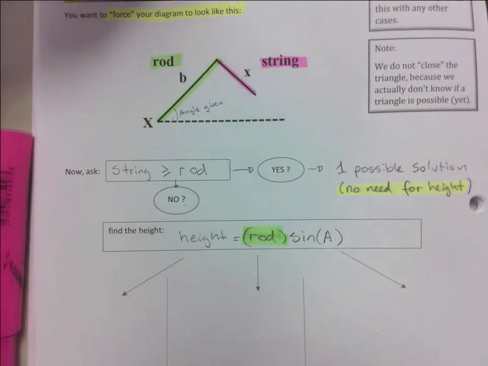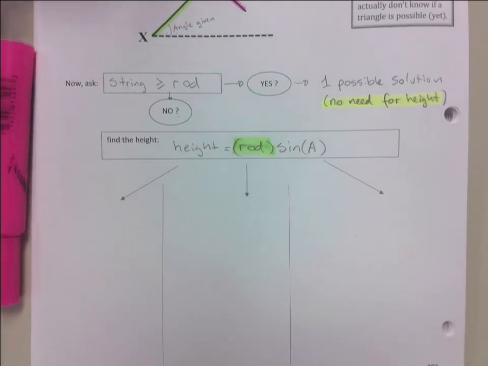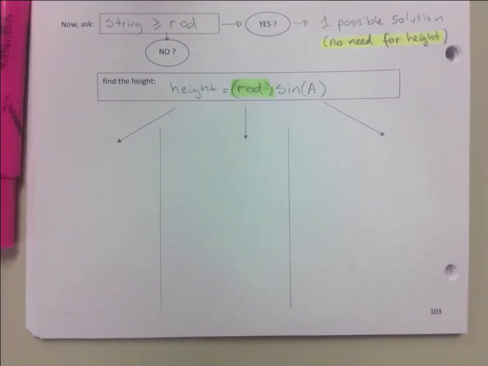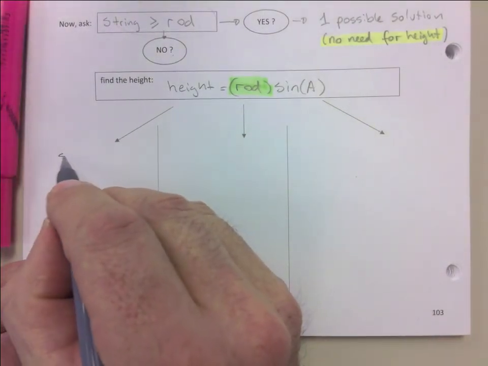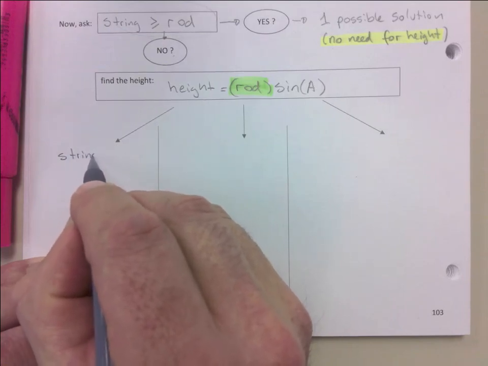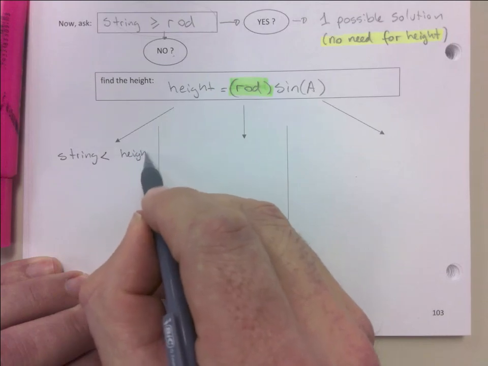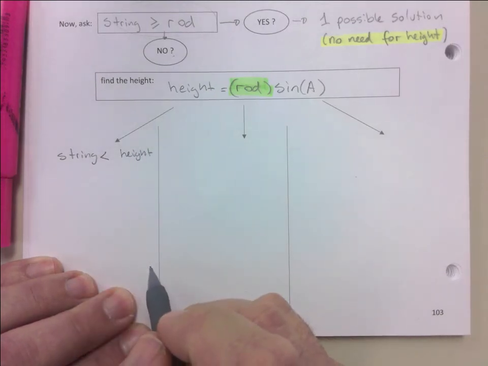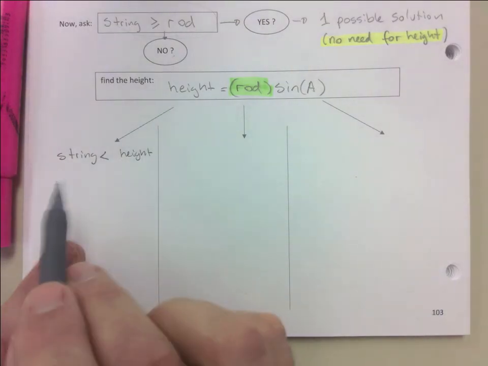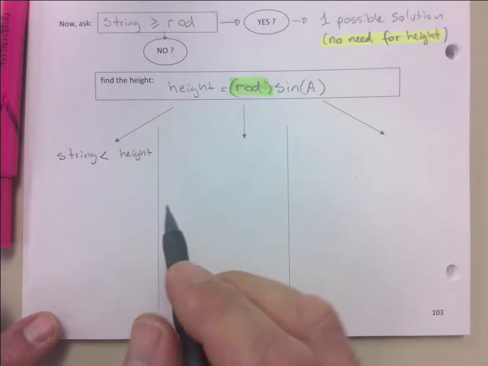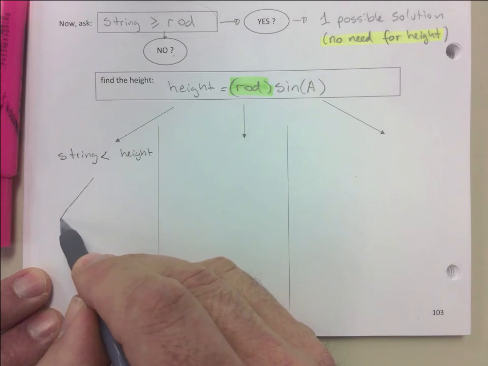Now you have three options once you find the height. One option is the string is shorter than the height. You find out the height and you compare your string to the height, and the string is shorter than the height. In that case, let's draw this out.